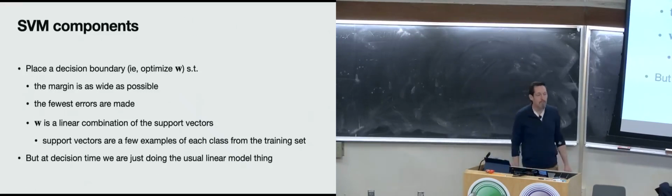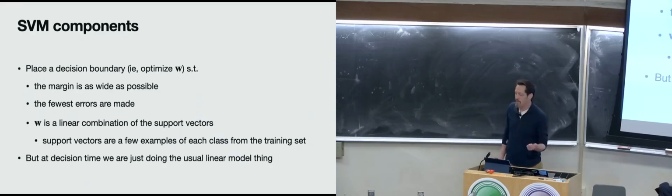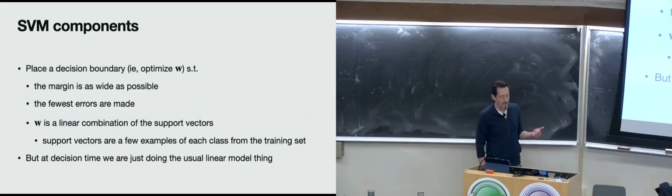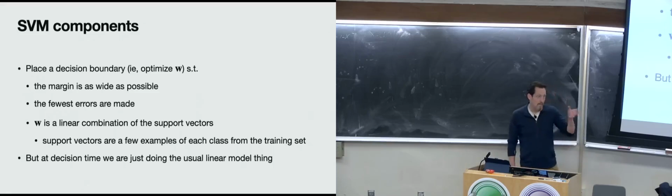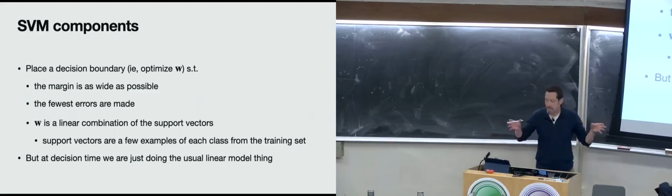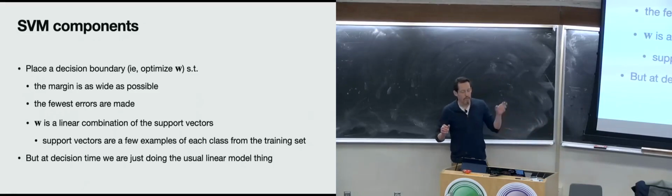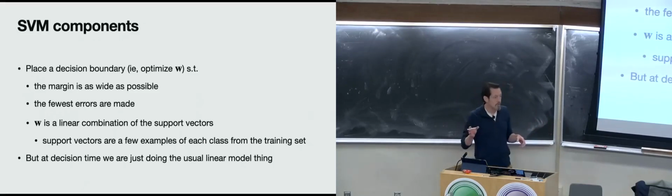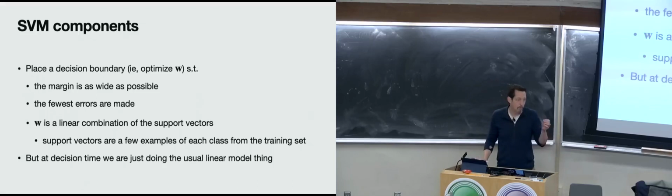Okay, so here's your support vector machine. We're going to place a decision boundary such that some combination of factors is satisfied: that the margin is as wide as possible, and that the fewest errors are made. W can be either solved explicitly, or we can do it in the dual form, which is generally speaking computationally more efficient. Okay? So we either solve for W or we solve for alphas in the dual form for these parameters and look for the non-zero alphas. The non-zero alphas are our support vectors. At decision time, it doesn't matter whether we're primal or dual. We're still just doing linear algebra, wx plus b, or alpha yx, right?